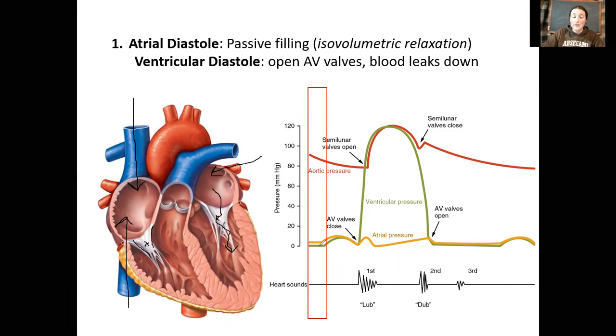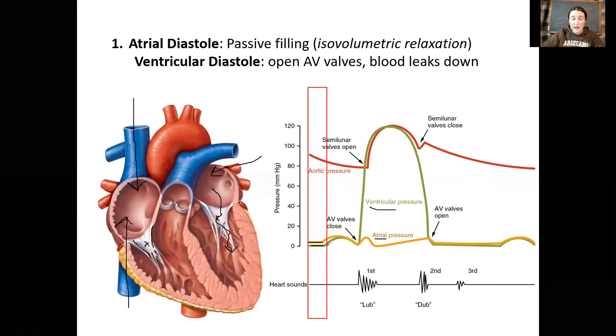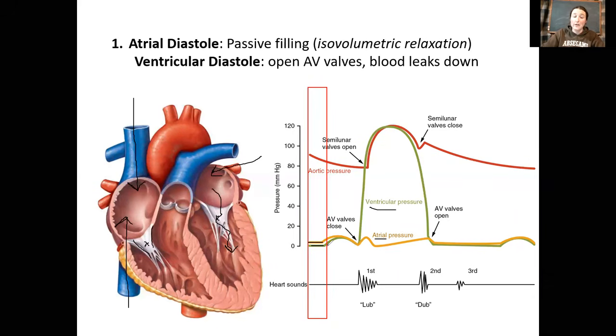If we take a look at this graph over here, we see that the yellow line is the atrial pressure, the ventricular, or the green, is the ventricular pressure. We can see that at this point, there is really no pressure being generated here. This is just passively filling, passively stretching, no pressures being generated.